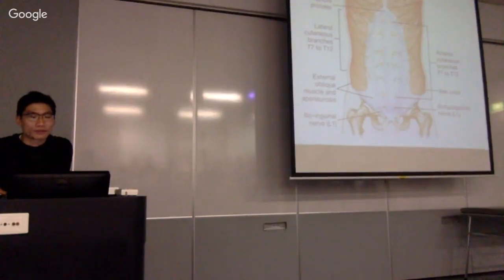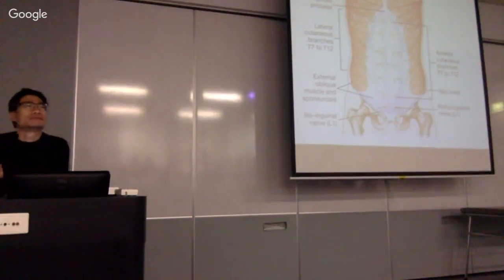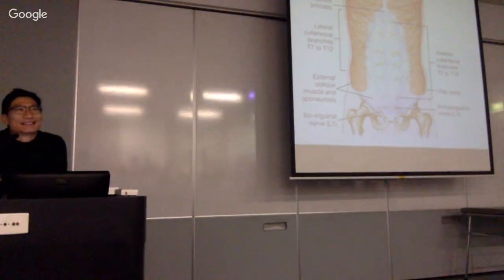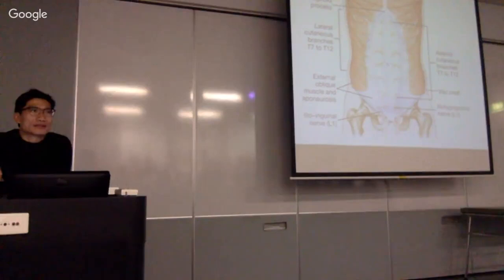So, where do all these nerves come from? The back, yes. Which branch? Dorsal. Often it's ventral. It goes to the front. It's ventral. Yeah. Dorsal supplies the skin sensation at the back.